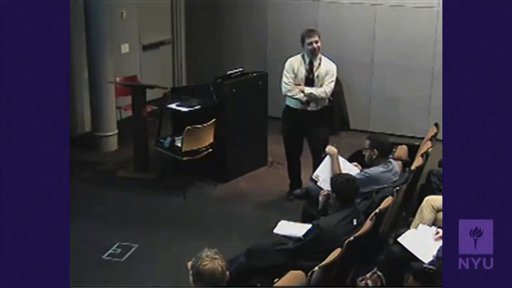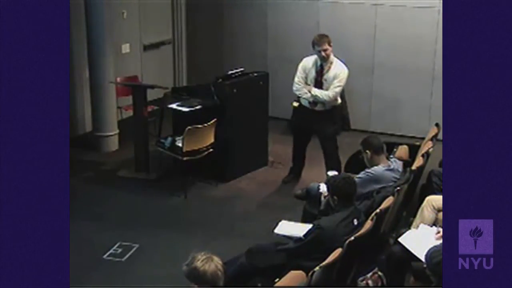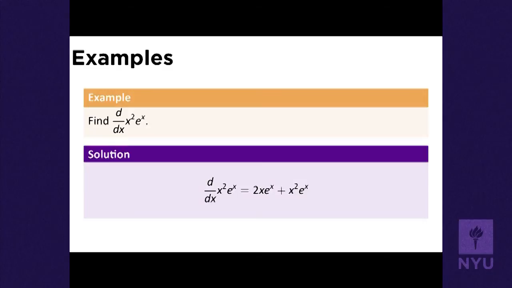Okay, so he's got e to the x times 2x plus x squared. Anyone get anything different? X squared e to the x plus 2x e to the x. Those are the same. He's factored and you've multiplied out. So yeah, there you go.